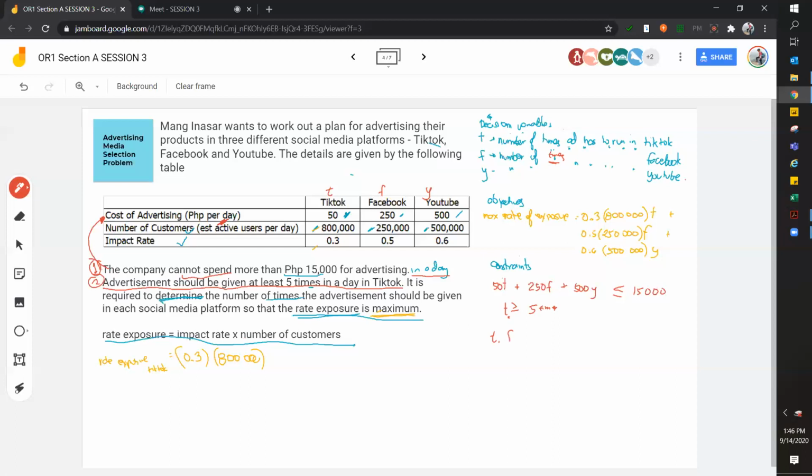Then we have non-negativity constraint of T, F, and Y must be greater than or equal to 0. Or pwedeng, ito na lang. Facebook and YouTube must be greater than or equal to 0 kasi nga yung T ay na-override na nito. Okay? Questions? Questions? So yun. Any questions sa iba? Naintindihan to?